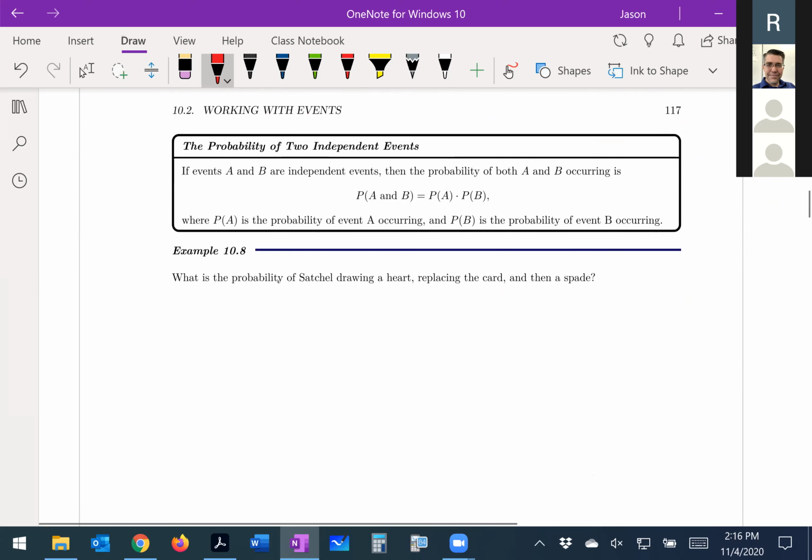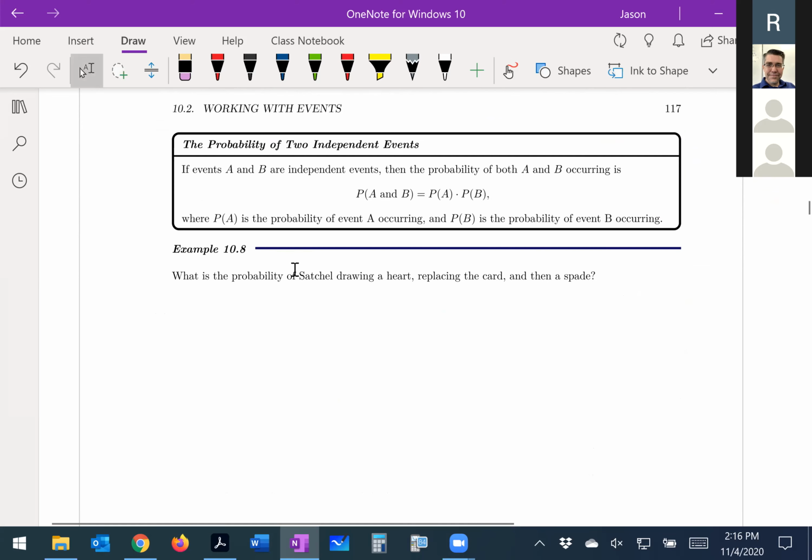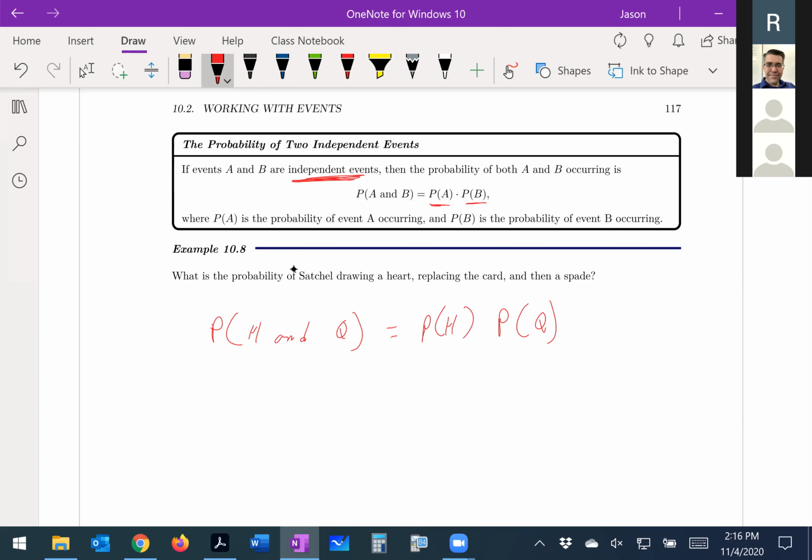Working with events, if they are independent and we have both occurring at the same time, then we just multiply the probabilities together. The probability of A and B occurring is equal to the probability of A times the probability of B. We already saw that in the example we just did. What's the probability of getting a heart and getting a queen if I replace the cards? That's the same as the probability of getting a heart times the probability of getting a queen. If I replace it, then it's independent, so this formula works.